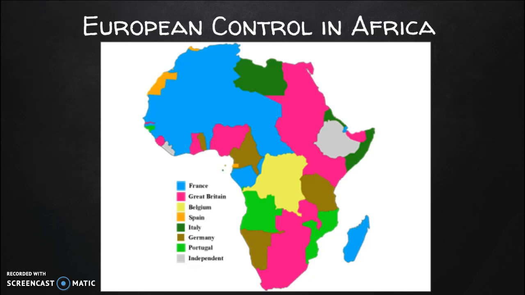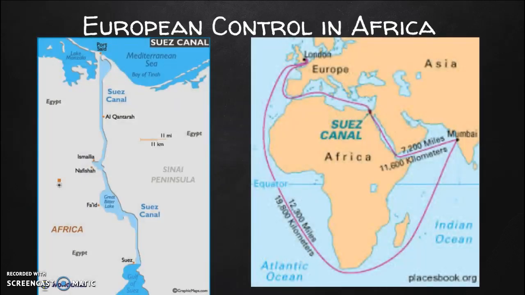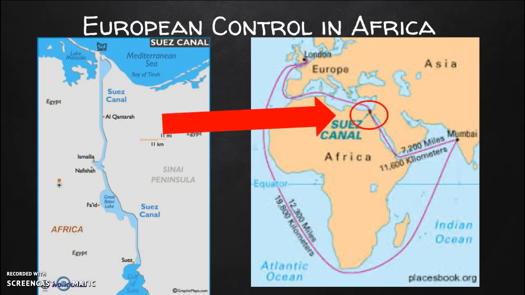Great Britain also controlled much of Africa, and Great Britain is represented by the pink color on this map. We'll go over other countries and areas when we do this map in class, but for now, it's important for you to know that Britain controlled Egypt. But wait a minute, I just told you that France had control of Egypt. Well, it's because of the Suez Canal, which opened in 1869.